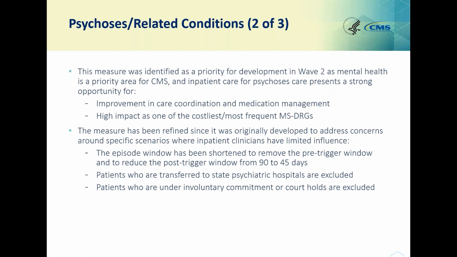We removed the 3-day pre-trigger window, as inpatient clinicians may have limited influence over what happens before a patient is admitted to the hospital. This change also aligns the measure with the other acute inpatient cost measures. For the post-trigger window, it's been shortened from 90 to 45 days. Given that the average length of stay is about 14 days, this allows the measure to align with 30-day post-discharge readmissions and other quality measures that commonly use this period.